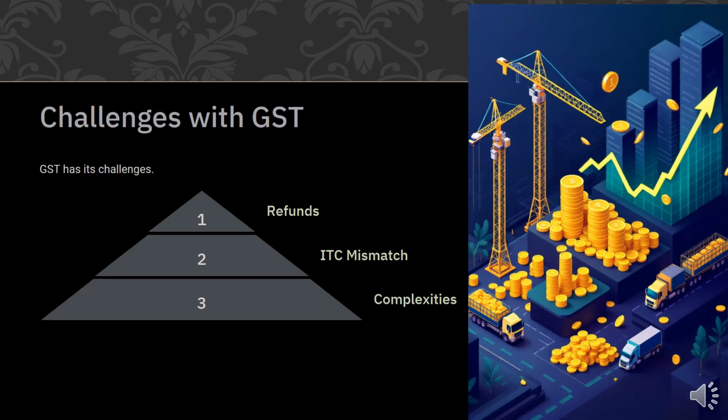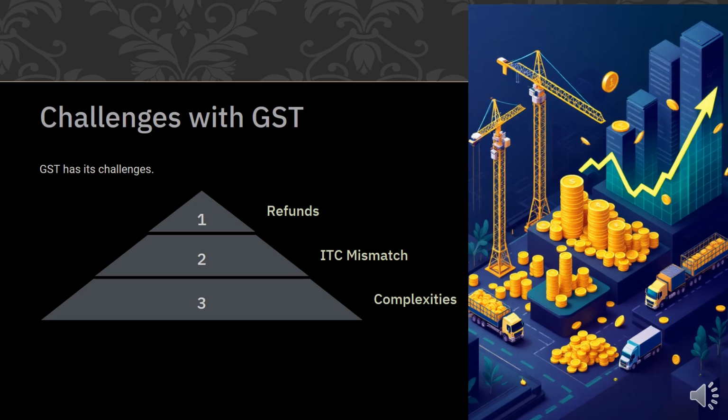The major challenges related to GST. GST has its own challenges. We have shown only three here: refunds, ITC mismatch, different complexities. Complexity and compliance burden. GST in India has a complex structure with multiple tax slabs, leading to increased compliance requirements. This complexity poses a challenge for businesses, especially smaller enterprises, in understanding and adhering to the diverse regulations.